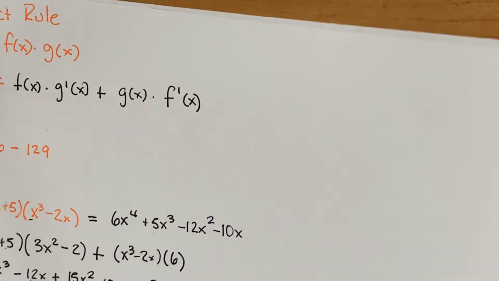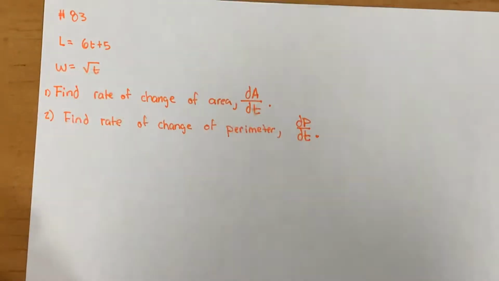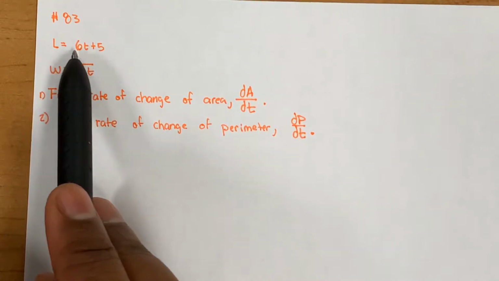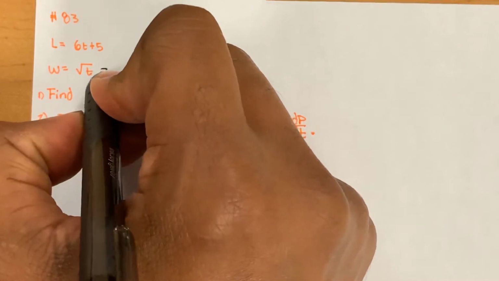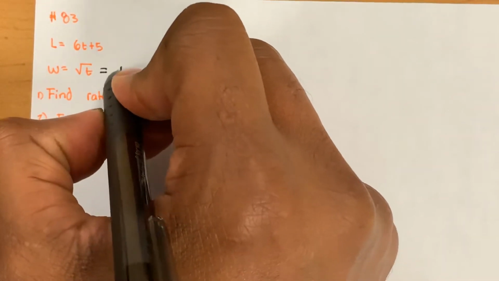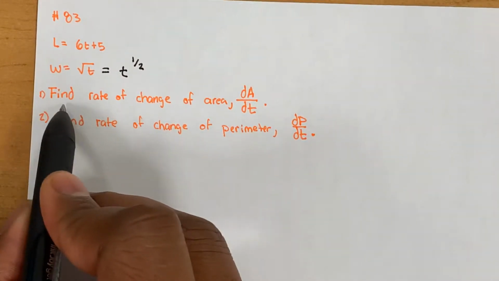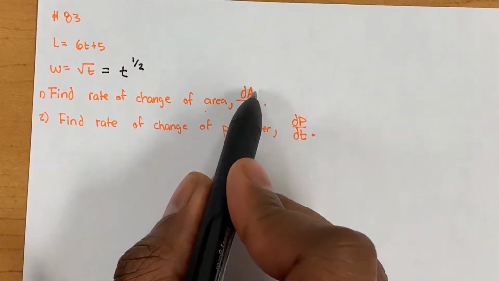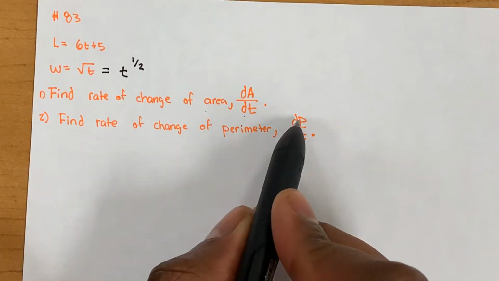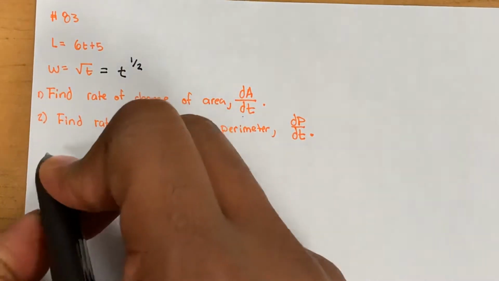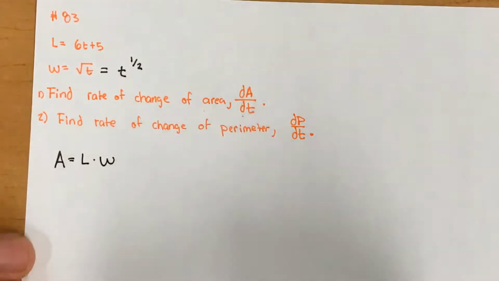So the last example we're going to do is a sort of application problem where we're given that for a rectangle, the length is equal to 6t plus 5, and the width is the square root of t. So remember, in calculus, we don't like square roots, even though they give them to us all the time. We're going to make this t to the 1/2 power instead. So for 1, we're going to find the rate of change of the area, and that's going to be dA over dt. And 2, we're going to find the rate of change of the perimeter. That's going to be dP over dt. So for a rectangle, we know that area is equal to length times width.